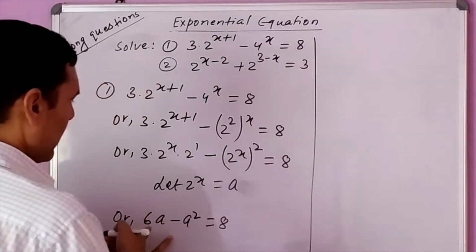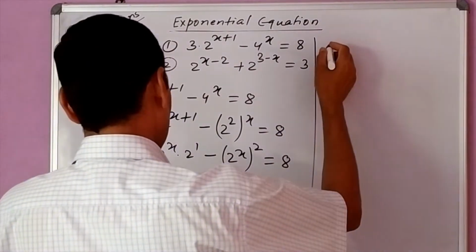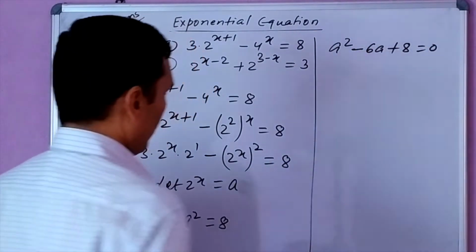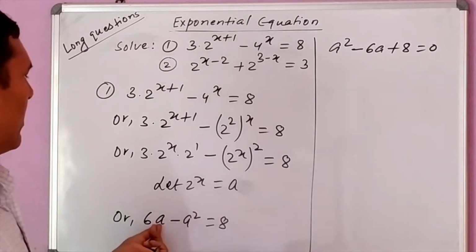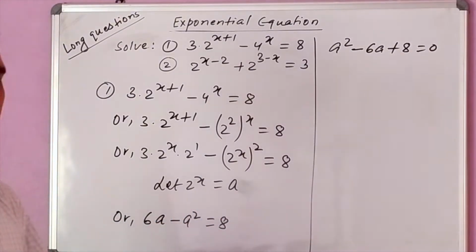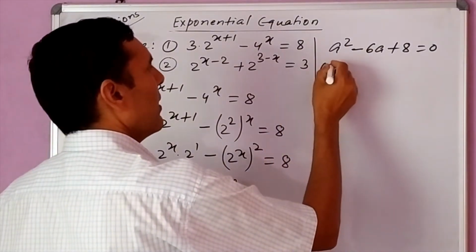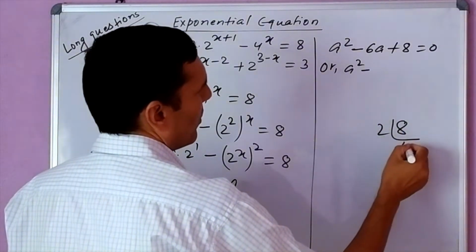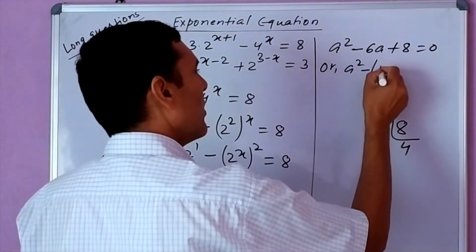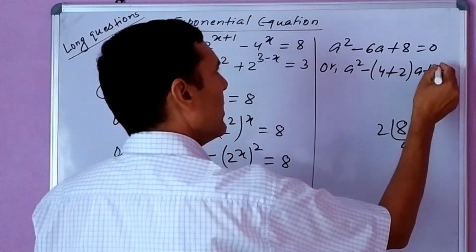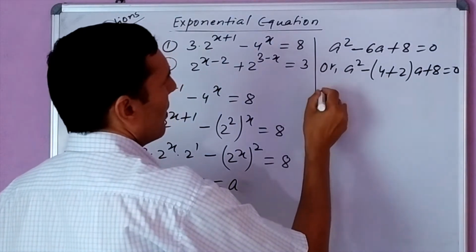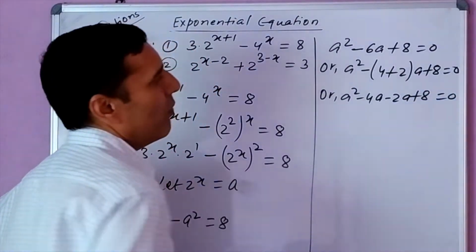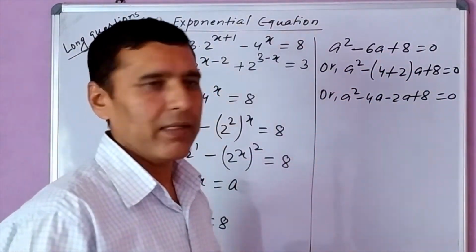So if you transfer this minus a square and 6a also to the other side, it is a square minus 6a plus 8 is equal to 0. Minus a square plus a square, and this plus 6a minus 6a, plus 8 as it is on the right hand side. Now we factorize this middle term: a square minus 6a plus 8, split 6 into 4 plus 2. So a square minus 4a minus 2a plus 8 is equal to 0. We know how to factorize this by middle term factorization.